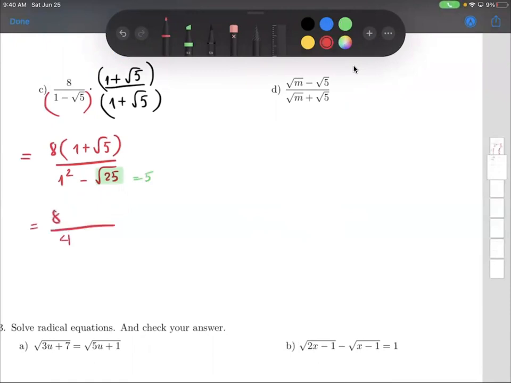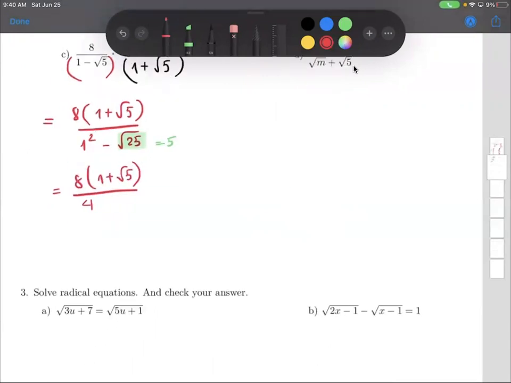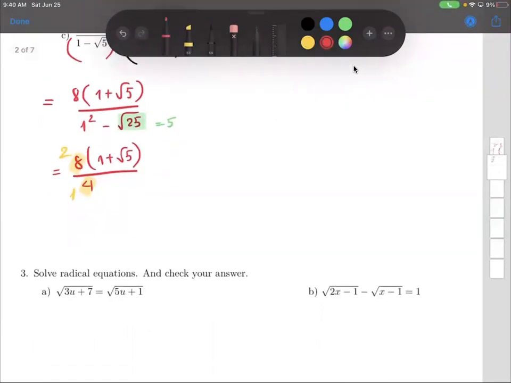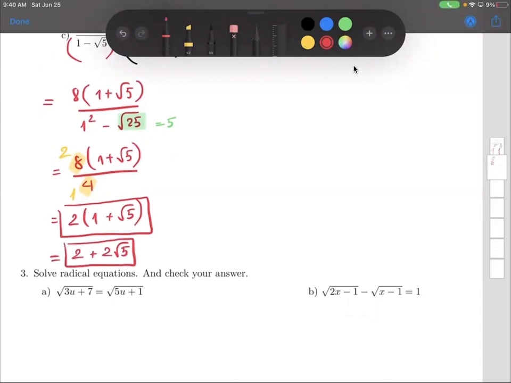Rewrite the top. You can simplify the 8 with the 4, right? 4 goes into 8 two times, and 1 down here. So we have 2 times quantity of 1 plus square root of 5. I'll take the answer like this. If you want to, you can distribute the 2, so 2 plus 2 root 5. Doesn't matter, I'll take both. They're both correct. Okay.